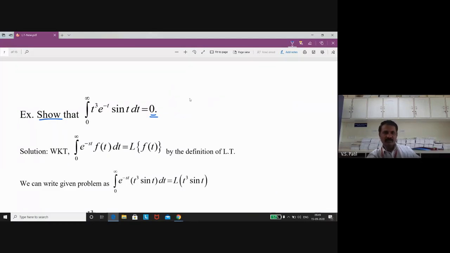Sometimes they will simply ask to evaluate. I will not write the answer here. Just observe. They will simply ask you to evaluate this integral by using Laplace transforms. Now, please concentrate on the given quantity and the limits here. These are of course definite limits.